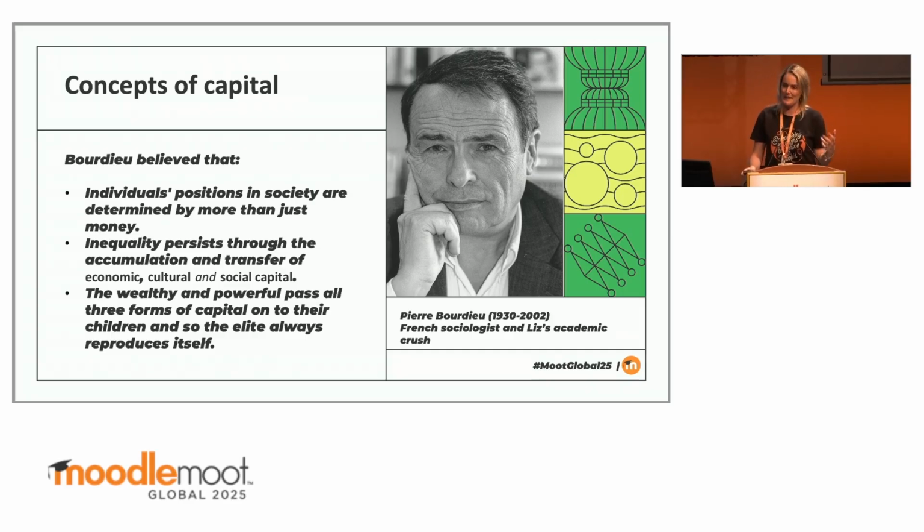Bourdieu's work was primarily about the dynamics of power in society, especially the subtle ways in which power is transmitted and the ways social order is maintained within and across generations. He believed that an individual's position in society is determined by more than just money. He identified 3 key forms of capital that people possess: economic, cultural, and social capital.